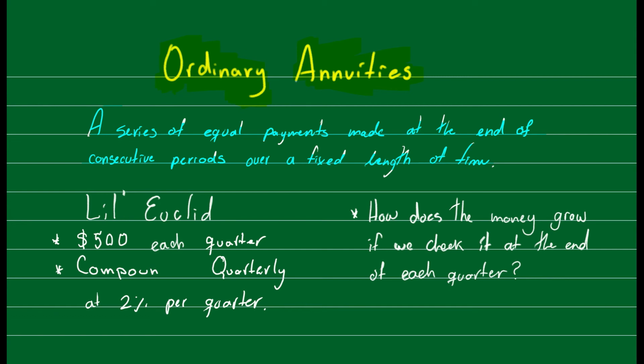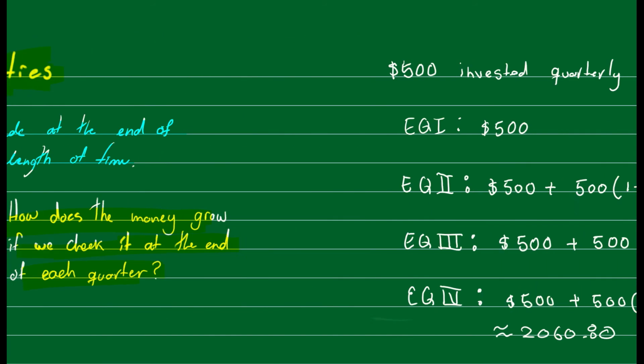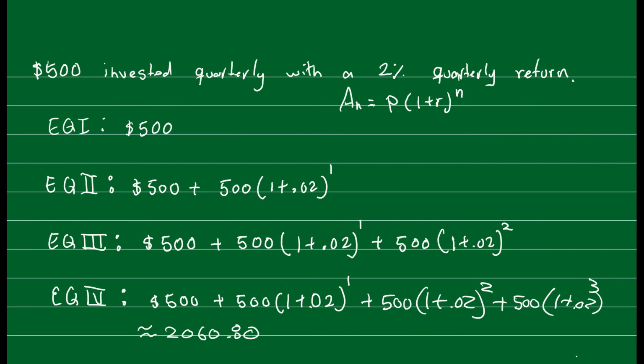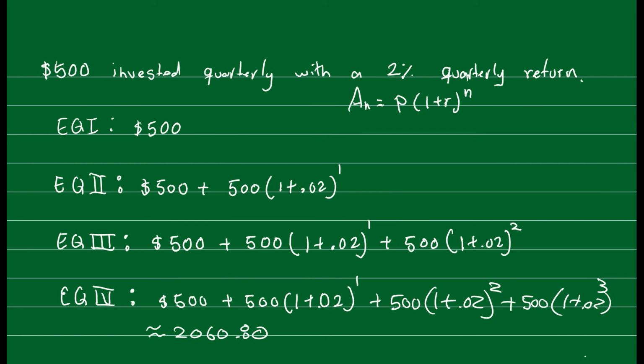So here we have this problem. It says Lil Euclid wants to invest $500 each quarter, not per year, but per quarter. It's going to be compounded quarterly at a 2% interest rate per quarter. So let's see, how would the money grow if we just check it at the end of each quarter? Just doing this will give us a basic understanding of how the money will grow over time, which is something that a lot of people seem to not be able to understand. This is how the $500 are being worked over time. So remember, we are investing $500, all right, at the end of each quarter, and we're getting a 2% rate.